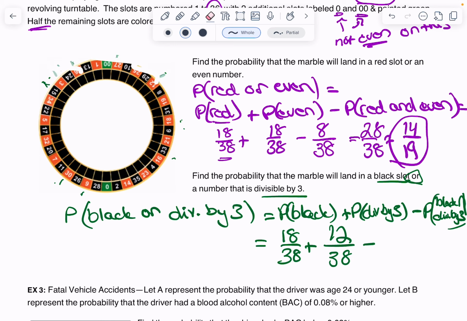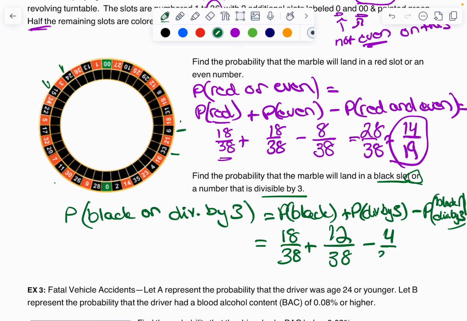So we're going to go ahead and look at the black ones. Well, maybe I should not have done that. I did it. Anyways, so there's 33, 6, 24, 15, and I think that's it. So there are 4 that are black and divisible by 3.